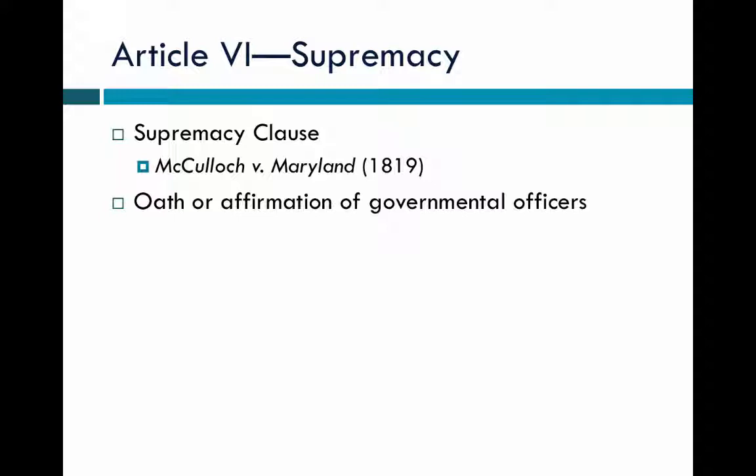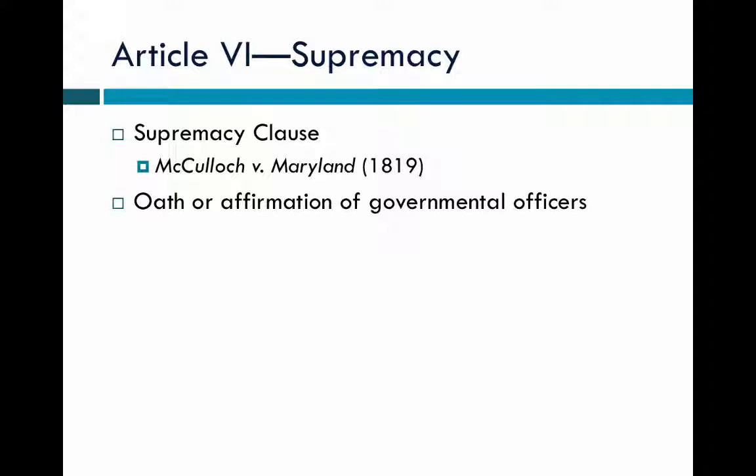So this is Article 6, Section 2, and it says, the Constitution and the laws of the United States, which shall be made in pursuance thereof, and all treaties made, or which shall be made under the authority of the United States, shall be the supreme law of the land, and the judges in every state shall be bound thereby, anything in the Constitution or laws of any state to the contrary notwithstanding.